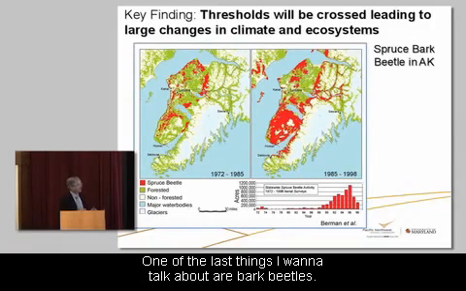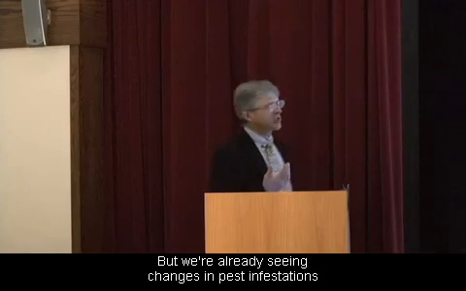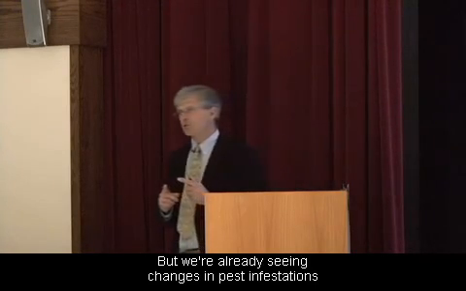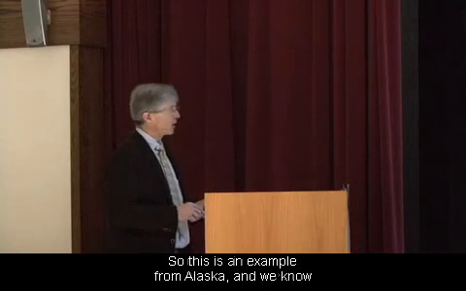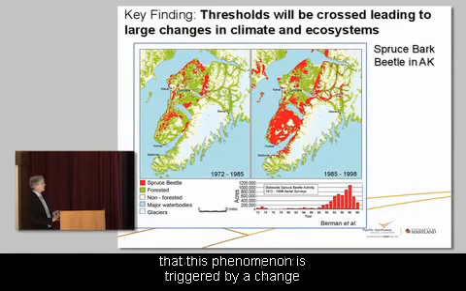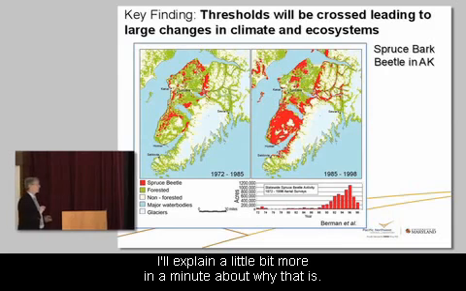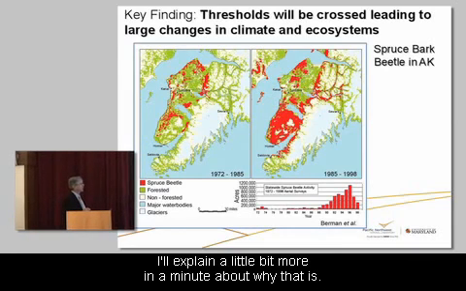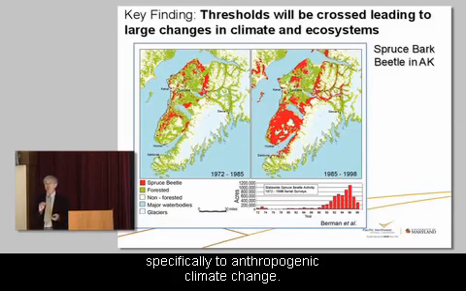One of the last things I want to talk about are bark beetles. I'm going to come back to this a little bit at the end too, but we're already seeing changes in pest infestations in both agricultural crops, but especially in forests. So this is an example from Alaska. And we know that this phenomenon is triggered by a change in the climate system, in particular a change in winter temperatures. And I'll explain a little bit more in a minute about why that is. What we don't know is whether this trend is linked specifically to anthropogenic climate change.